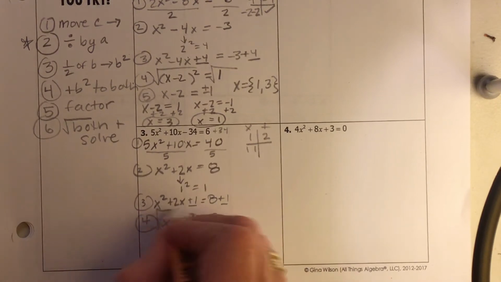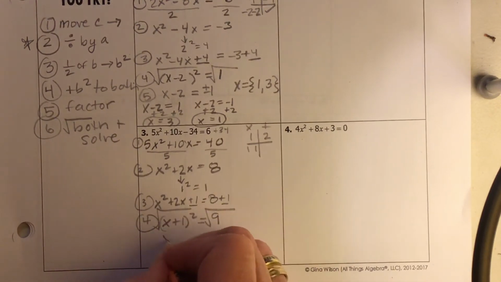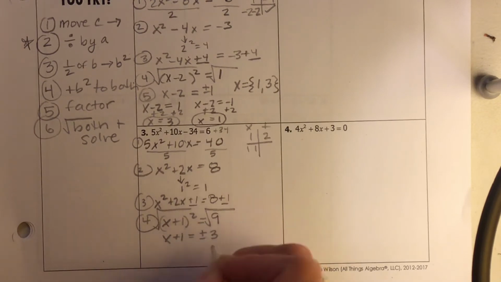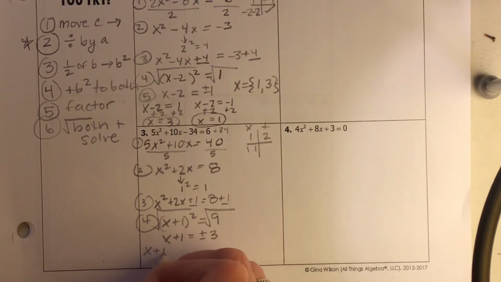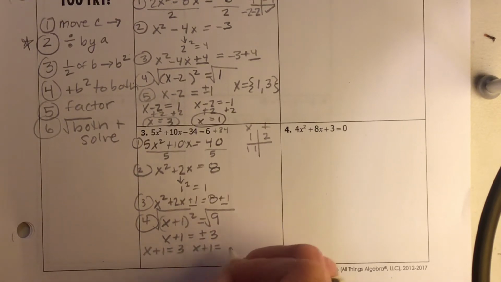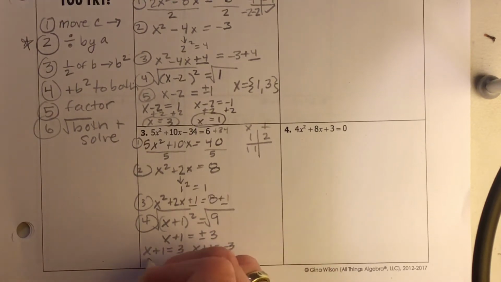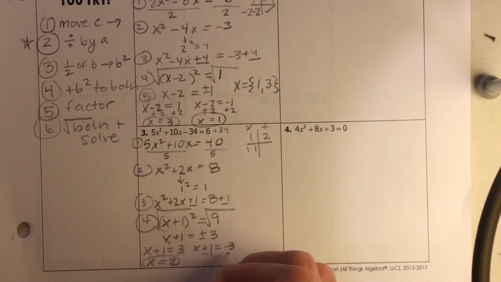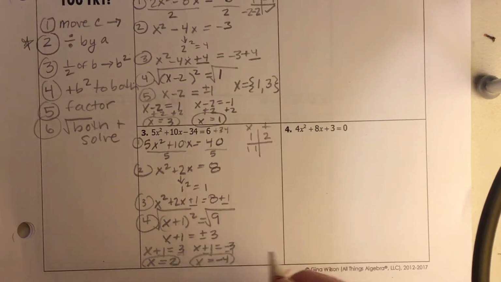Okay, now take the square root of both sides. I'm going to end up with x plus 1 equals positive or negative 3. Rewrite x plus 1 equals 3. x plus 1 equals negative 3. If I subtract 1, x is going to equal 2 on this side. If I subtract 1, x is going to equal negative 4 on that side.